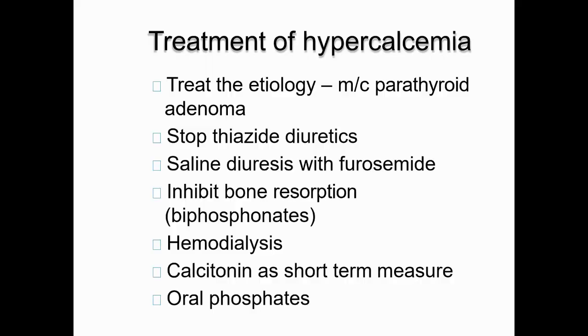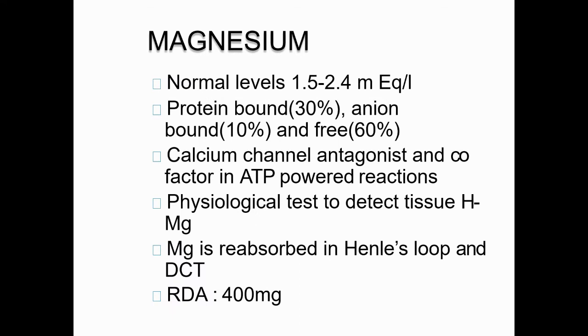Now the treatment for hypercalcemia. The etiology may be a parathyroid adenoma. They should stop thiazide diuretics. Saline diuresis is given with furosemide, which inhibits bone resorption. Then they may go for hemodialysis, calcitonin is given as a short term measure, and oral phosphates are given. Then we'll move to magnesium.